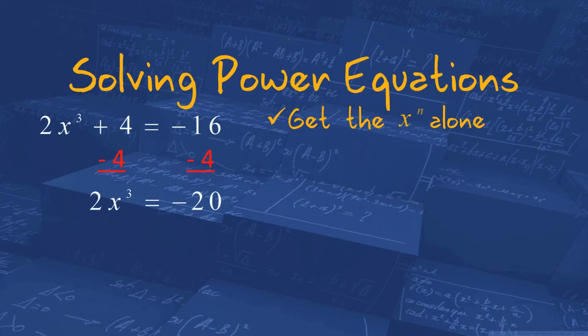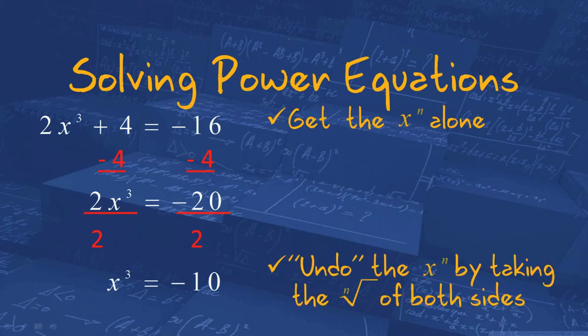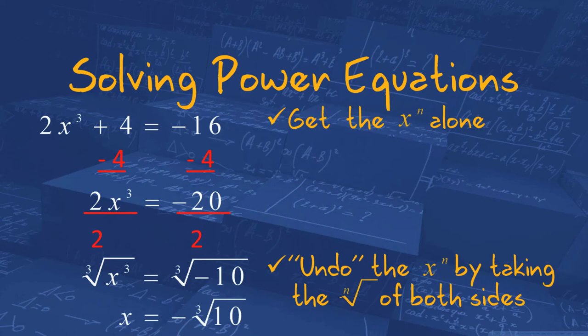Now we need to get rid of the 2. It's being multiplied, so we're going to divide both sides by 2, and we're left with x cubed equals negative 10. Now we need to get rid of the cube. Remember, the inverse of a power, that cube, is going to be the radical, the cubed root. But if we take the cubed root of the left, we're going to have to take the cubed root of the right. So this cubed root and this cube undo each other, and we're left with x.